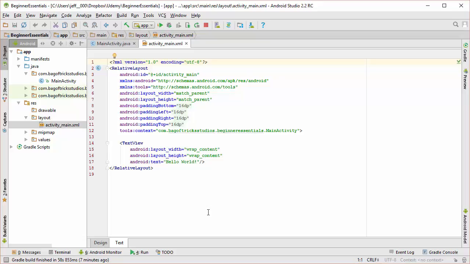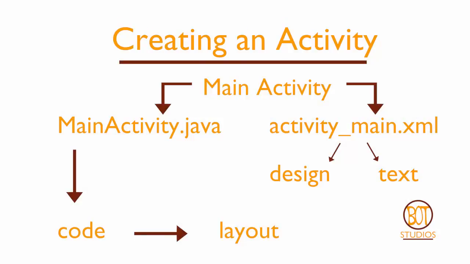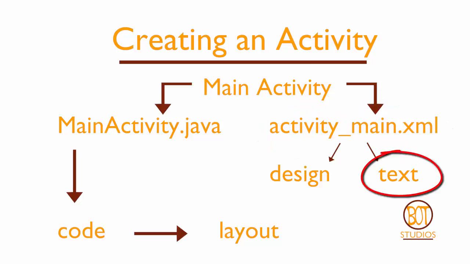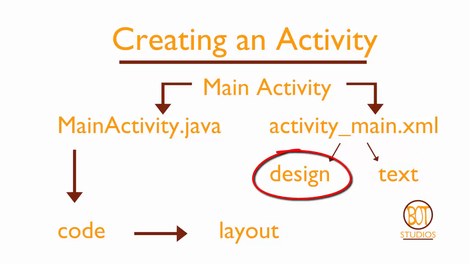So to recap real quick, when you add an activity, Android Studio creates two files, a Java file and an XML file. The Java file is where all of your code gets executed. It's where all of the logic that determines how your app works goes. The XML file determines how your app will look on the user's device. The text editor is how you adjust your layout through code, and the design editor is how you adjust your layout visually.